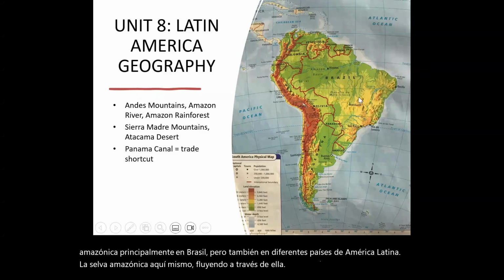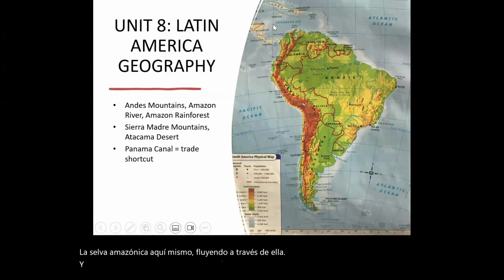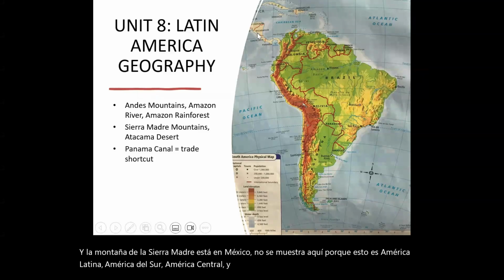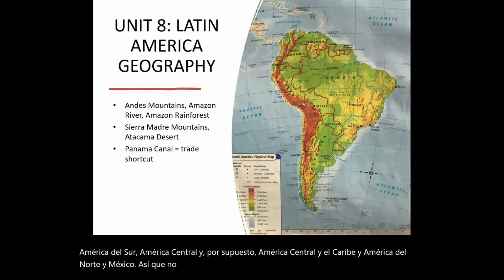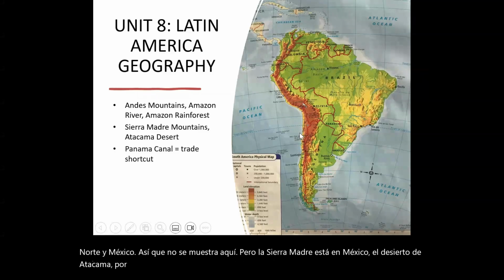And Sierra Madre Mountain is in Mexico, not shown here because this is Latin America, South America, Central America, and Caribbean, and Mexico is in North America. But Sierra Madre Mountain is in Mexico. Atacama Desert, of course, right here, middle of the Andes Mountain. You follow through, it's in Chile, right there.